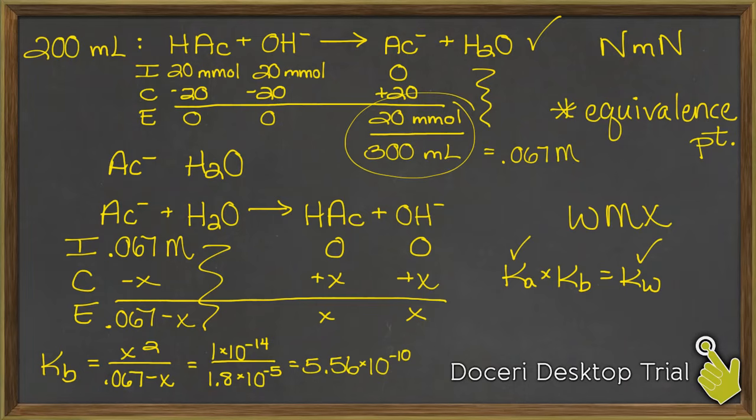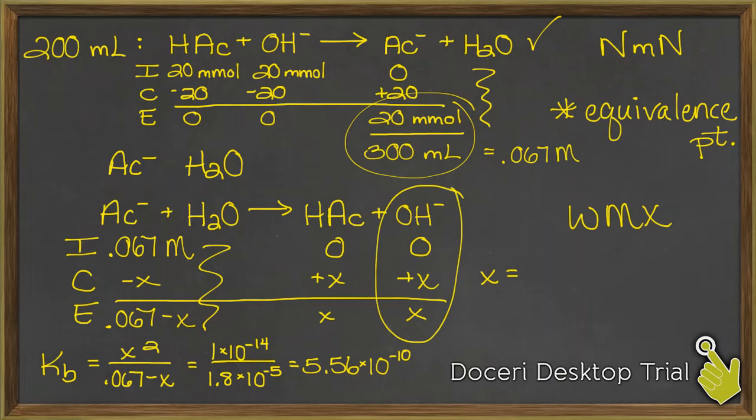Okay, let me erase this, give myself a little bit more room. All right, if we graph this and solve for x, first of all, what is x? You don't have to guess, guys. You wrote it in your ice table. X is the OH minus concentration. And that gives me a number. If you graphed it correctly, you get something in this neighborhood.